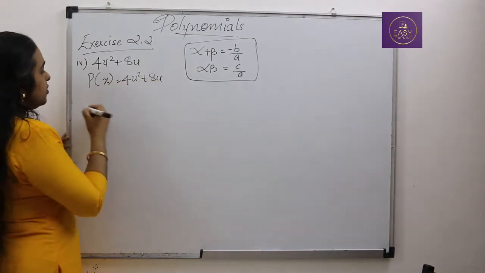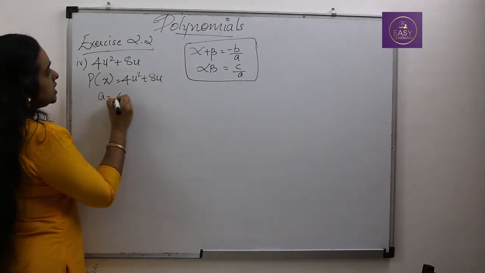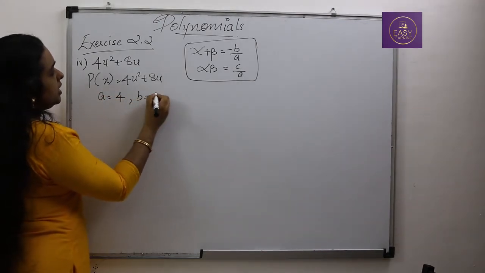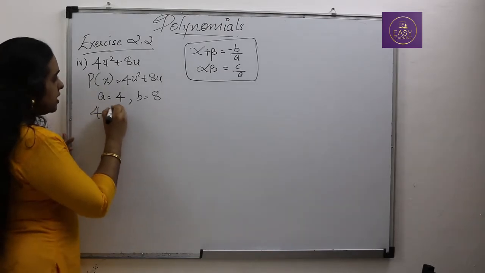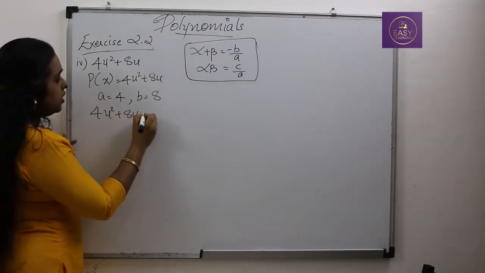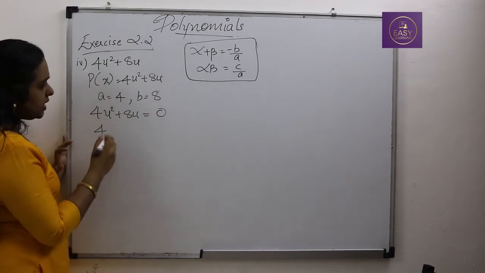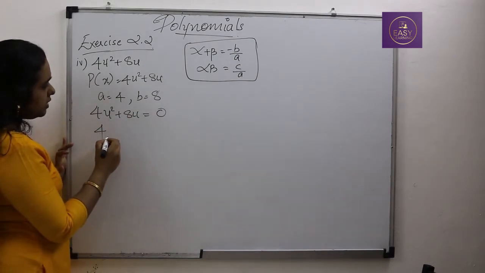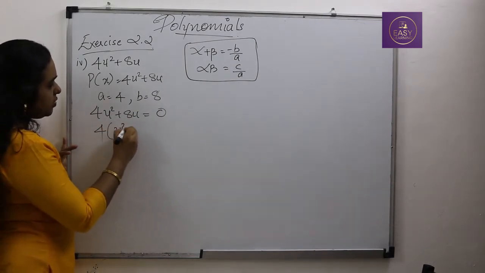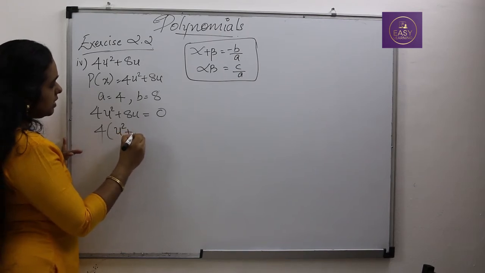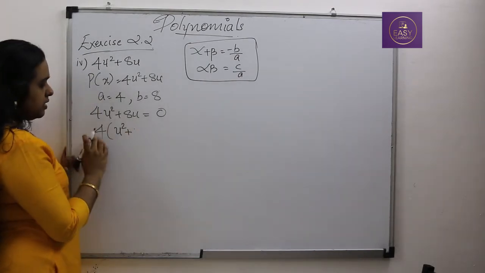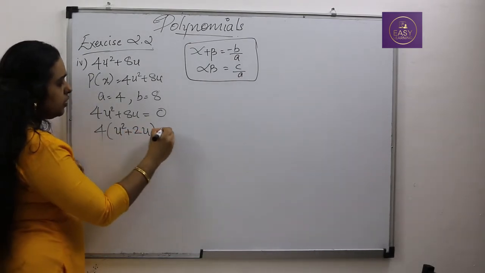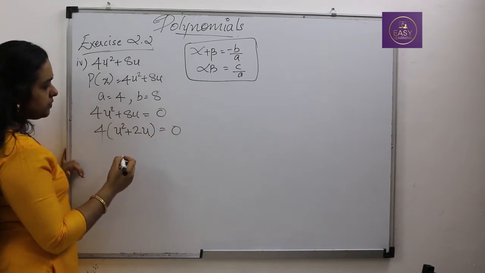4u square plus 8u. That is a equals 4 and b equals 8. Okay, next step is we are going to equate it with 0. 4u square plus 8u equals 0. I am going to take the common factor 4. Then this will become u square plus 2u equals 0.